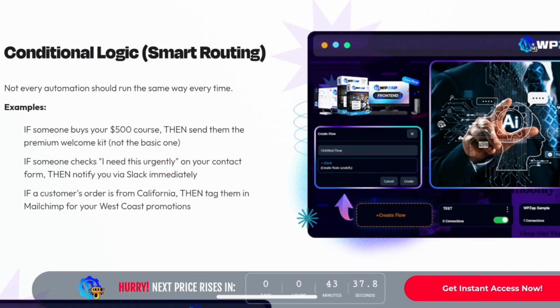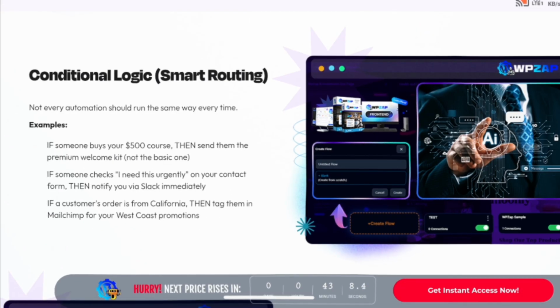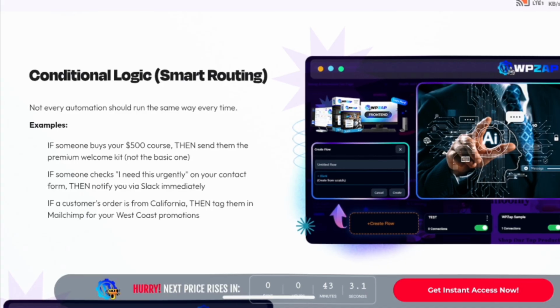But automation is useless if it isn't smart. Not every automation should run the same way every time. WPZap includes conditional logic. Let's say you sell high-ticket digital products. You can build a flow that says if someone buys your $500 course, then send them the premium welcome kit. Or if someone checks "I need this urgently" on your contact form, then notify you via Slack immediately. This is enterprise-level smart routing built with a simple visual drag and drop builder. Zero coding required. If you can connect dots, you can automate your business.